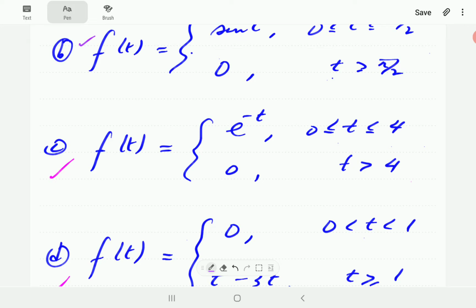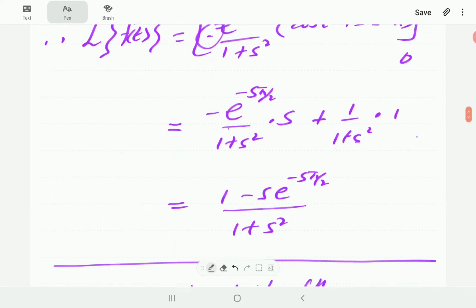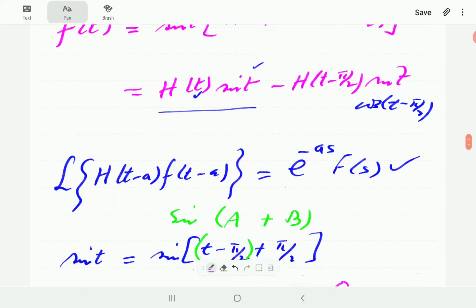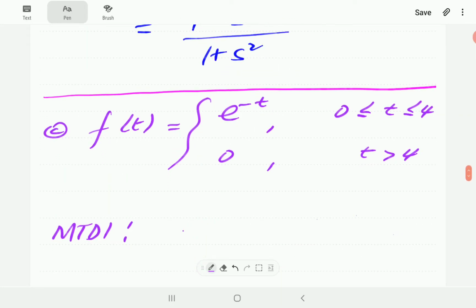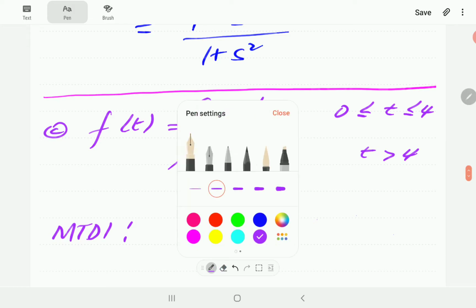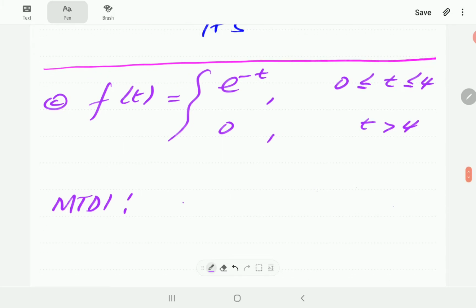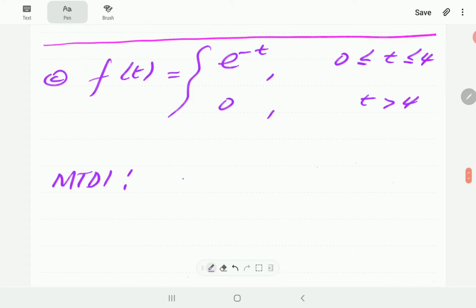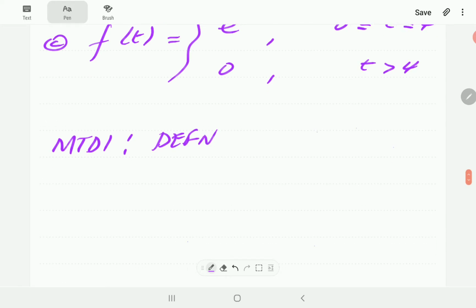So in example C, we have f of t defined by e to the minus t in the interval t between 0 and 4, and then for values of t bigger than 4, the function is defined to be 0. So in the first method, we're just going to plug this into the integral definition of the Laplace transform.